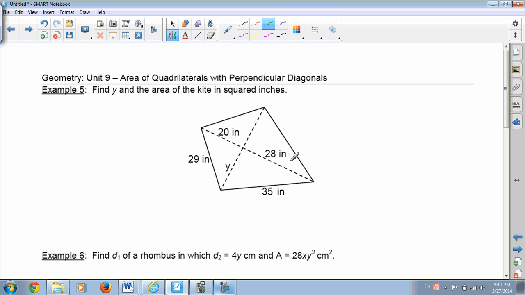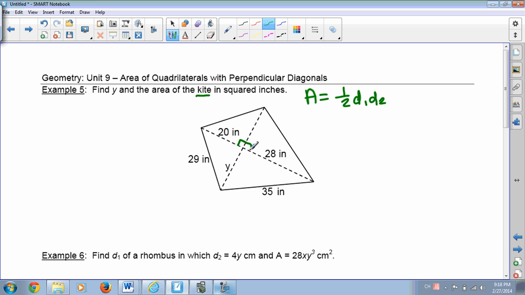Number 5, okay, notice here that we have a kite. This is a kite shape, and we know that in kites the diagonals are perpendicular. So again, the formula area equals 1/2 d1 times d2 applies here. Okay, we're looking to find y and the area of the kite. So we have to find y, which is part of our diagonal, before we can actually find the area.